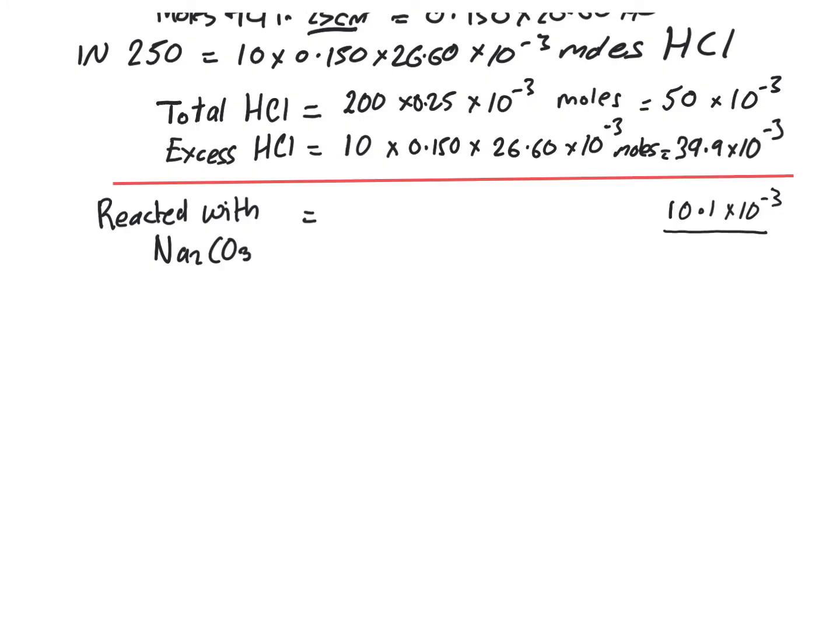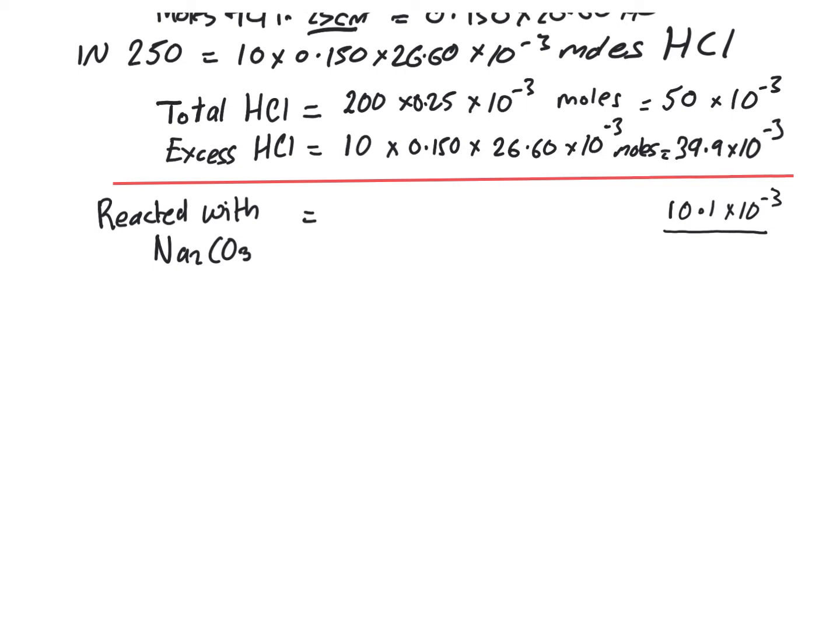So just to recap, in the 250 volumetric flask, the excess HCl that was left over was found from the volume of the sodium hydroxide and the concentration, and that gave us the moles of hydroxide. Then we times that by 10 because that was in the volumetric flask, and that gave us the moles of HCl that was in excess, which is here, 39.9 times 10 to the minus 3. I've not put it into standard form, as you'll see why.